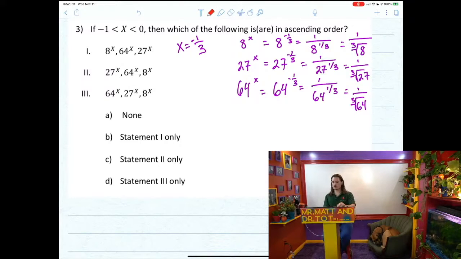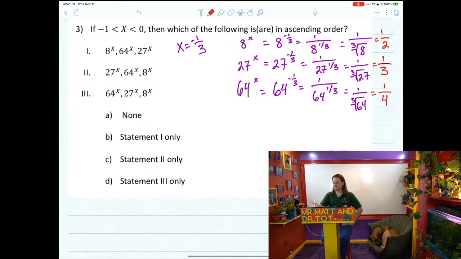Okay, so 1 over the third root of 8. The third root of 8 is 2, so this is going to evaluate into 1/2. The third root of 27 is 3, because 3 to the third power is 27, so this is going to reduce into 1/3. The third root of 64 is 4, because 4 raised to the third power is 64, so this is going to reduce into 1/4.